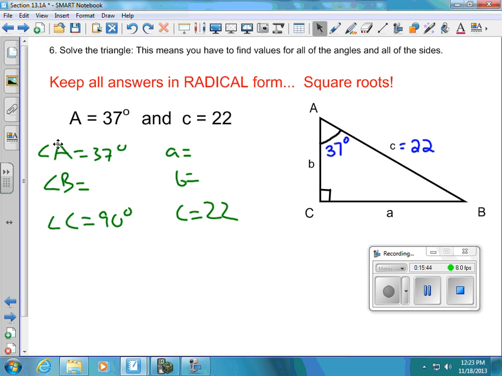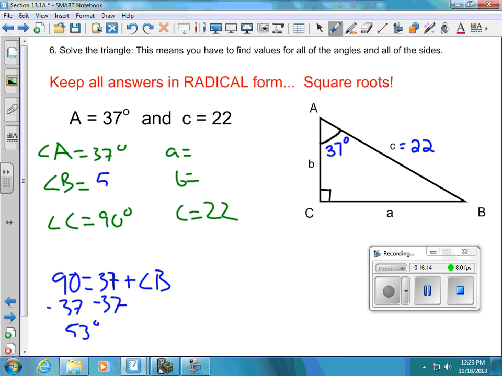The missing angle should be the easiest one to find. What do the two non-90 degree angles add up to? The two acute angles have to add up to 90. So 90 degrees equals 37 degrees plus angle B. Solving for angle B, 90 minus 37 is 53 degrees. So angle B is 53 degrees. When I say solve a triangle on a quiz or a test, we should have no problem at least identifying the missing angle.